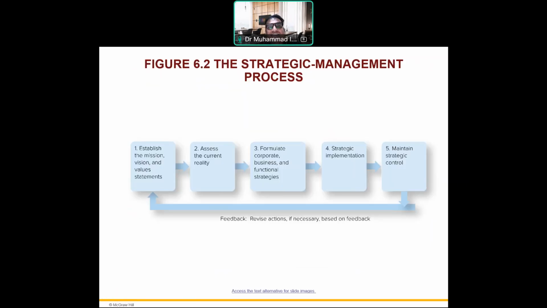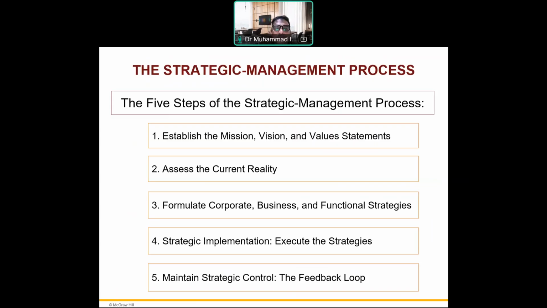So here is the strategic management process. Establish the mission, vision, and value statement, which we already discussed in our last lecture. Assess the current reality, where we are. Formulate corporate, business, and function level strategies. Then strategic implementation and maintain strategic control, meaning evaluation of the strategies which you execute. So here is the layout in written form: mission, vision, and value statement.